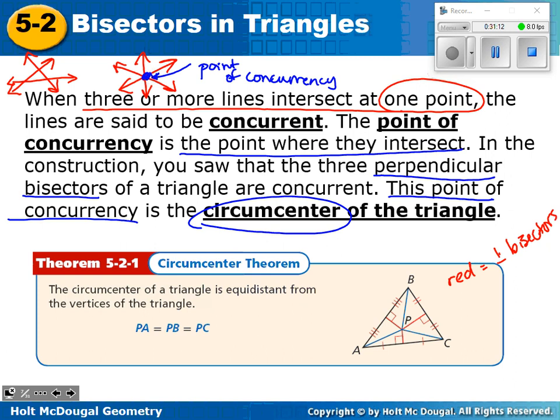Okay? So what they're going to tell you is if you take the circumcenter and you connect it to the vertices, so that would be the blue lines. Go from P, the circumcenter. This is the circumcenter. If you go back from the circumcenter and go to each vertex, they will be equidistant. The distance from P to B, P to C, and P to A will all be the same.